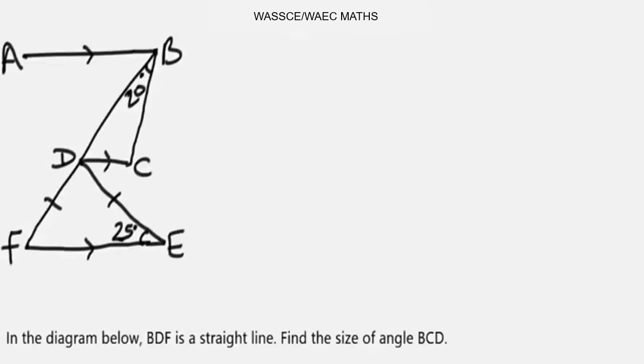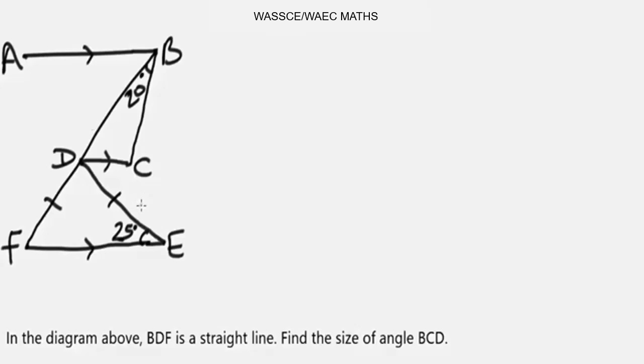Okay, so let me bring this shape. Let's start with problem 1 before we go to problem 2. Let me bring this diagram of this shape. Okay guys, now let's look at this diagram. The question says, in the diagram above, angle BDF is a straight line. Find the size of angle BCD.